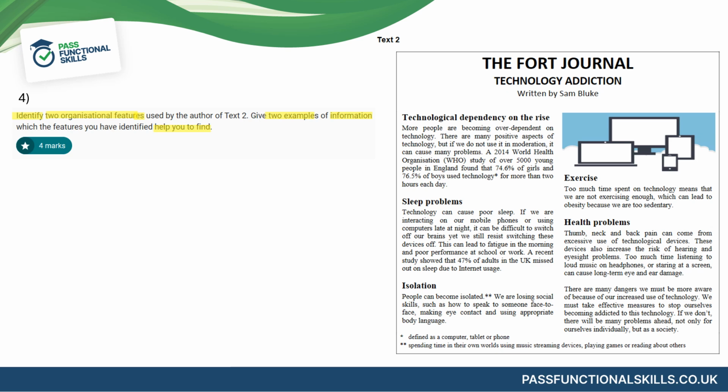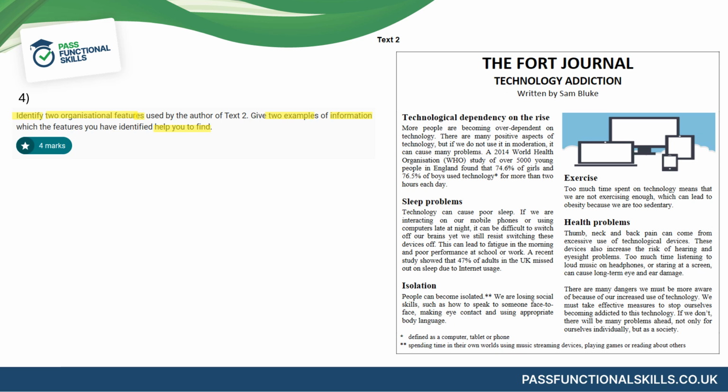Okay, so remember, an organisational feature is a visual feature which helps the reader to navigate the text. So we've got various examples, so headings, subheadings, bold text, underlined text, footnotes, bullet points, and images. Now that's not an exhaustive list. Make sure you go and look back at your revision if you're not sure on organisational features.